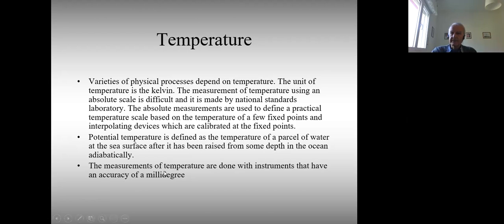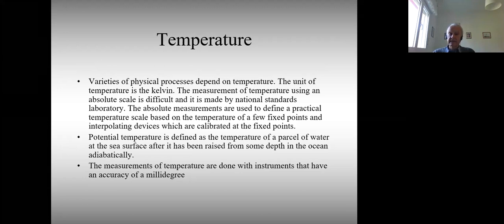The measurements of temperature are done with instruments that have an accuracy of a millidegree. This is what you remember from when we were talking about it: the temperature in the ocean changes on a tenth of a degree or hundredths of a degree. Therefore, the accuracy of our instrument should be a millidegree, and that's the only way we can distinguish different areas with different temperatures. Otherwise, you wouldn't be able to distinguish different temperatures in different areas if we had 1 degree Celsius precision measurements. The accuracy.